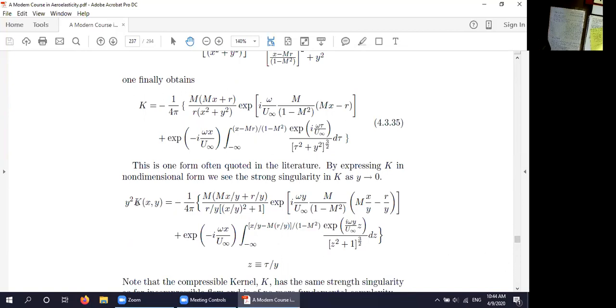Here's the K function multiplied by y squared, and that factor is important, as you'll see in a moment. Here's the Mach number, here's x, here's y. R is essentially the square root of x squared plus y squared, involving a Mach number factor. Here's an exponential, we always have an exponential. And even in this form, we still have an integral, which in general is not known in terms of analytical functions. This integral has to be evaluated numerically, and is evaluated numerically.